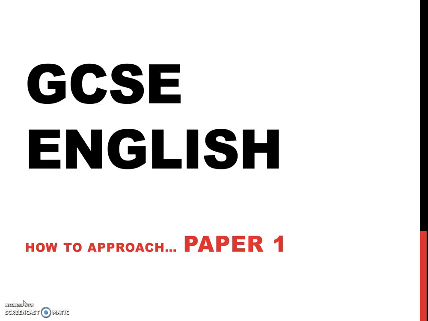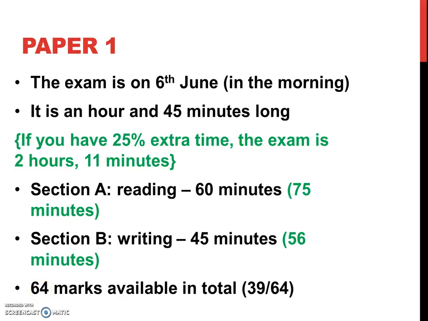Hello everybody, this screencast is about how we will approach paper 1 for the GCSE exam. First of all, the things that we know in advance of the exam. Firstly, make sure this is on your calendars or in your phones. The exam is on the 6th of June in the morning. It's an hour and 45 minutes long. If you get extra time, say you get 25% extra time, then the exam for you will be 2 hours 11 minutes. The exam is divided into two parts, Section A and Section B.